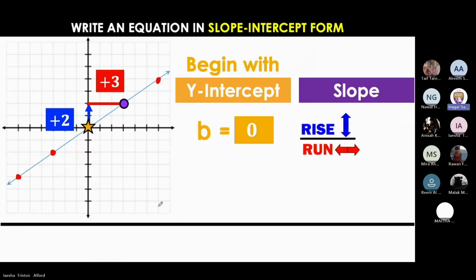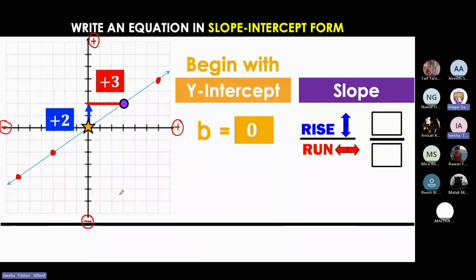Okay, just a reminder, how are we getting the numbers? Anytime we go up, it's positive. Anytime we go down, it's negative. Anytime we go right, it should be positive. And anytime we go left, it should be negative. So what is your rise over run? The rise is positive 2, and the run is positive 3. Fine. So the slope?